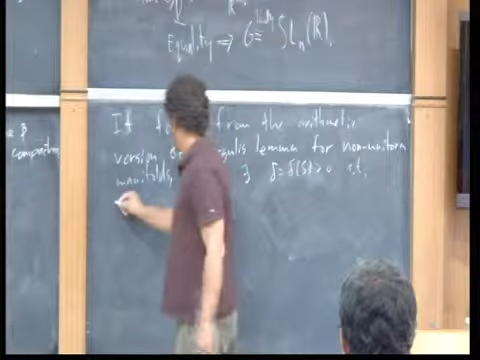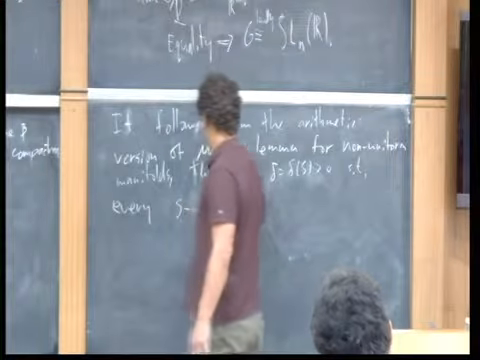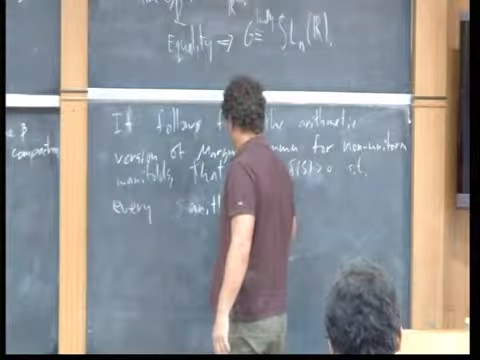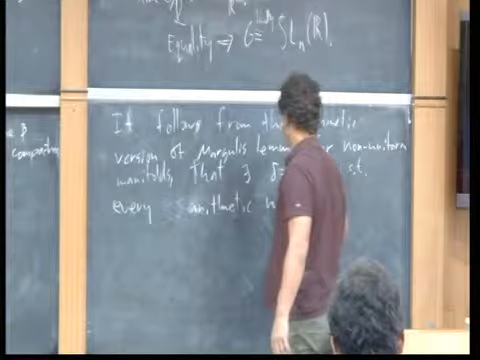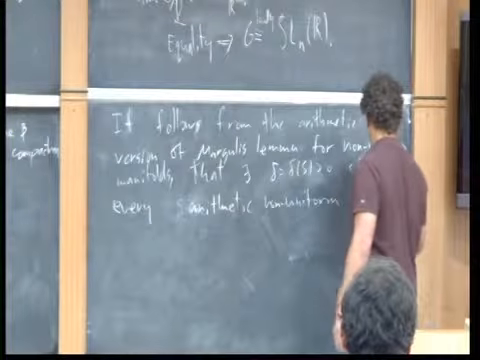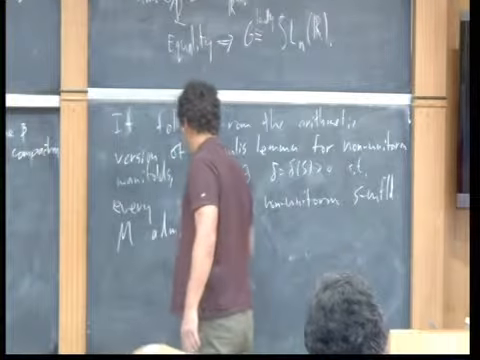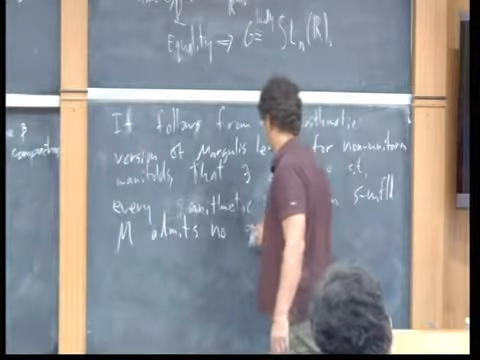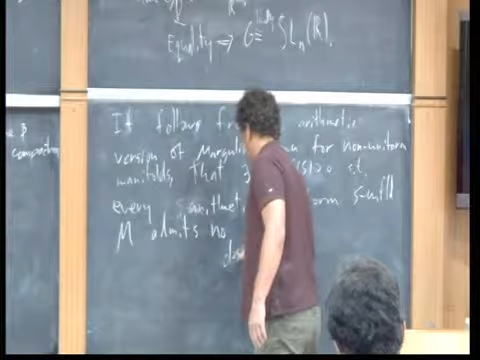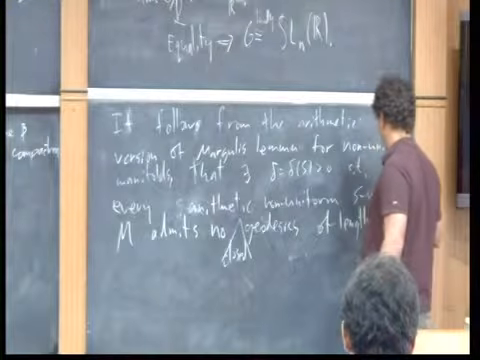So in particular, every arithmetic non-compact, non-uniform manifold M admits no closed geodesic of length less than delta.